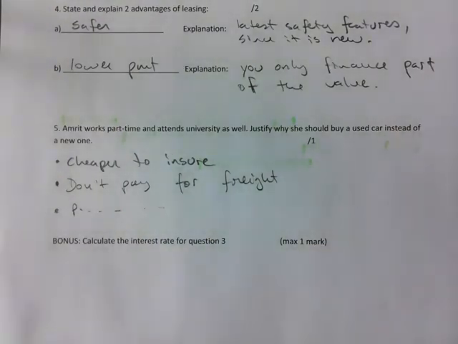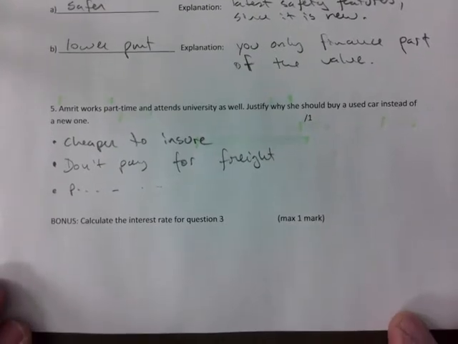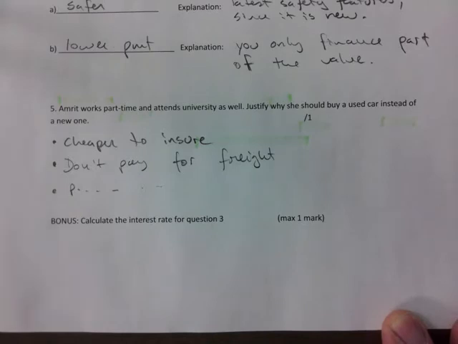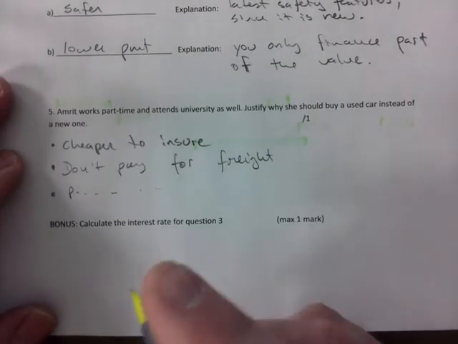You know what? Now I'm remembering, you put all of that down on the quiz. A lot of you did. So way to go. You were actually using specific examples, not just it's cheaper, right? Why is it cheaper? And that's it. Calculate the interest rate for question 3, that's a bonus.